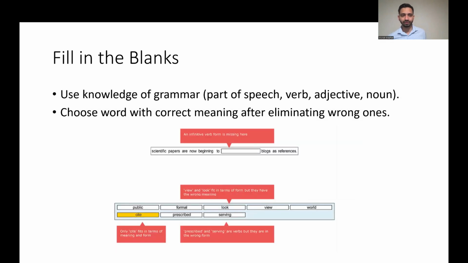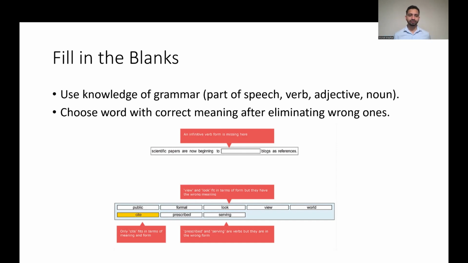Moving on. Okay, let's look at the grammar. The knowledge of grammar is something that you need as well, as we talked about, part of speech, verb or noun, adjective, and all these kind of things, word classes. And choose words with correct meaning after eliminating the wrong ones. You can also do the elimination strategy. You will look at the words, and you know that there are 3 more words than the blanks. You look at the words that don't make sense, so you just start eliminating them. That's one of the ways you can eliminate some of the words that you think are not correct.